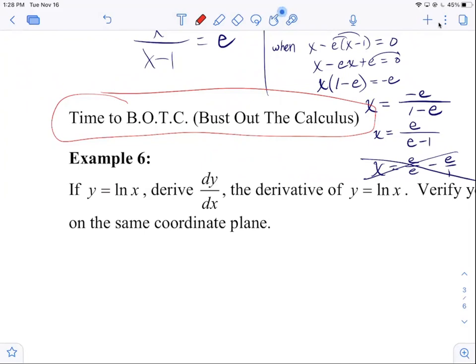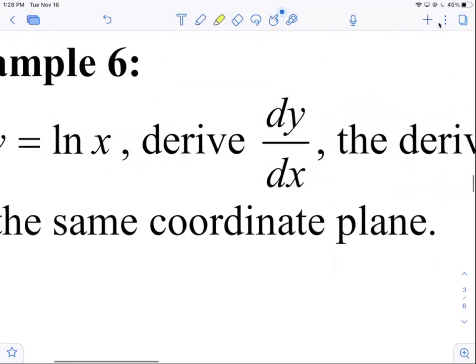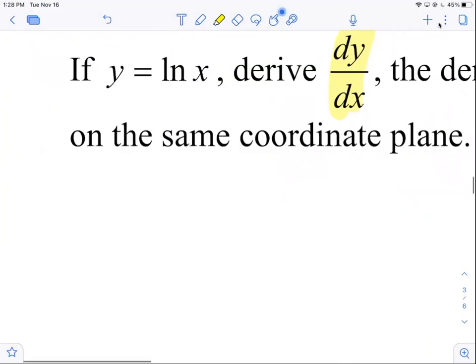Okay. Let's bust out the calculus. Example 6. If y equals the natural log of x, we want to figure out what is the derivative of y with respect to x. That is, what is the derivative of the natural log of x? Okay, so let's go ahead and start. We'll come down here and write our problem. y equals the natural log of x. Now, I want to know what the derivative of that is. So on your mark, get set, go.